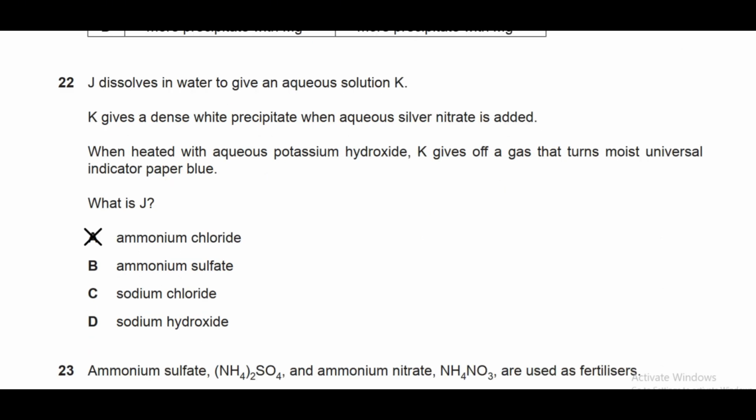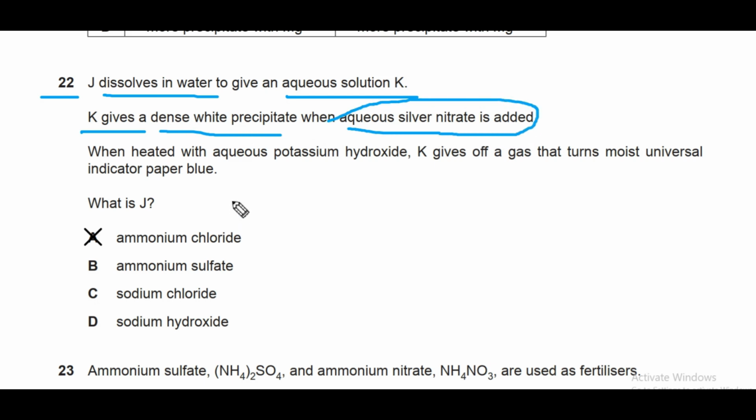Now number 22. Z dissolves in water to give an aqueous solution K. K gives a dense white precipitate when silver nitrate is added. Silver chloride is a white precipitate, so this contains chloride ion. So A or C is the right answer.